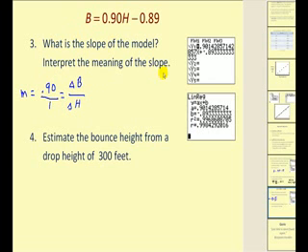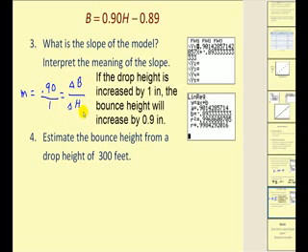So when it asks us to interpret the meaning of the slope, if the drop height is increased by 1, we can expect the bounce height to increase by 0.9. So let's write that down. So to summarize this once again, we can say if the drop height is increased by 1 inch, the bounce height will increase by 0.9 inches.